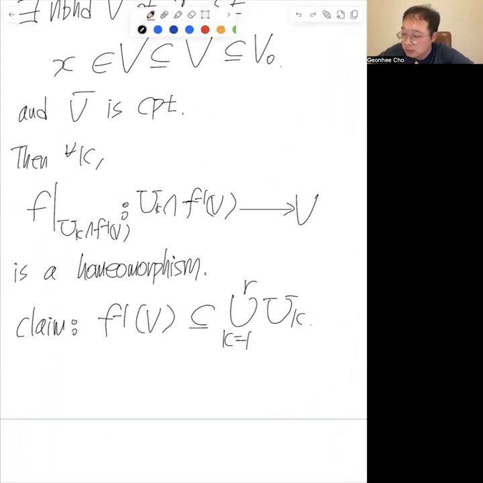So now, in order to establish this claim, if we have no idea, we want to use the contrapositive argument. Suppose not. Let us start from here. For contradiction, let's say this inclusion fails.